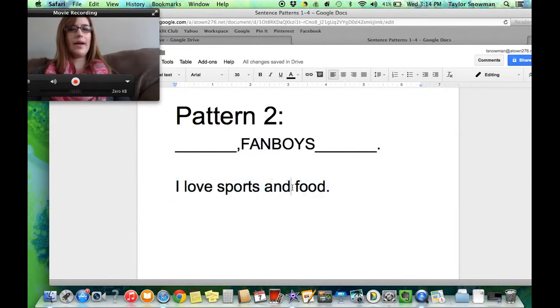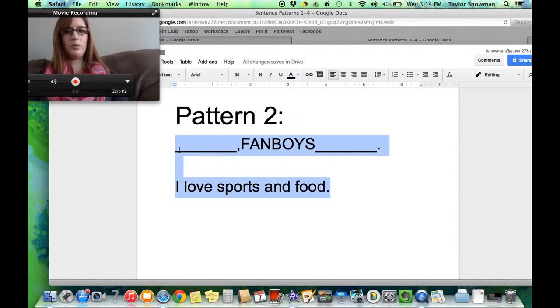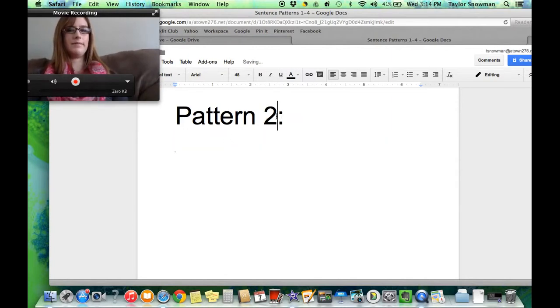So, the most common mistake I see with pattern 2 is people putting an incomplete clause on this side of the fanboys. So make sure there's one complete independent clause here, and then there's a fanboys in the middle. Okay? So pattern 1 and pattern 2 we use on a daily basis. Let's move on to pattern 3.